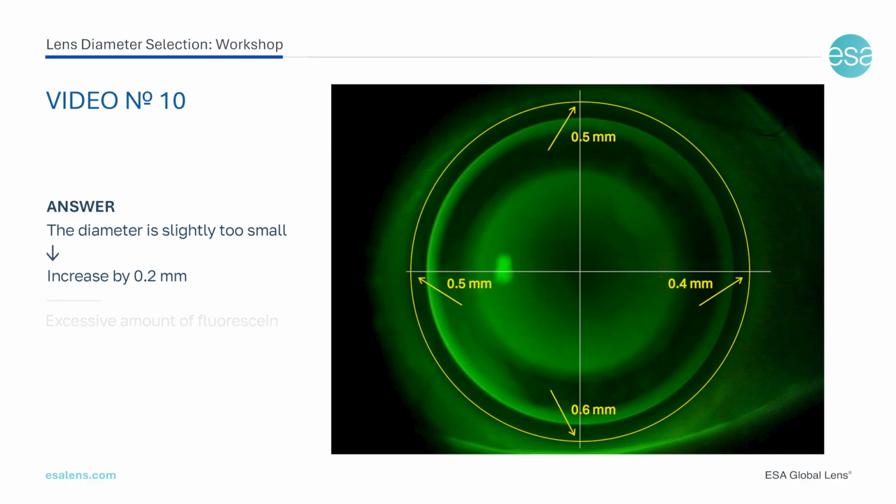Note that the excessive amount of fluorescein interferes with the evaluation. Fortunately, the lens centers well on its own, making it easier to assess.